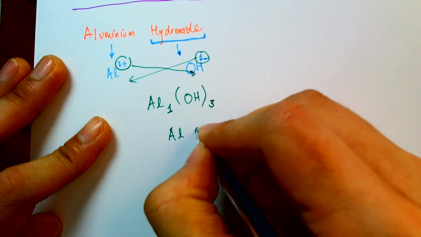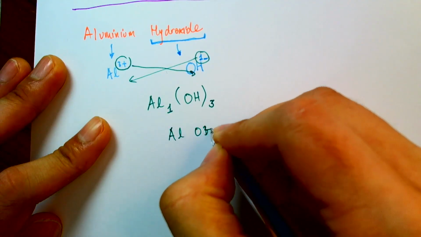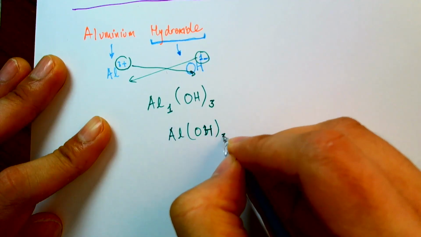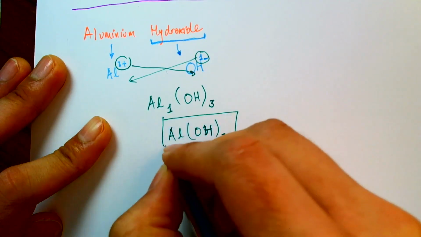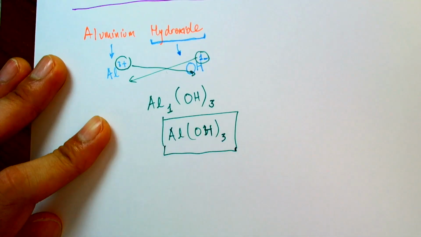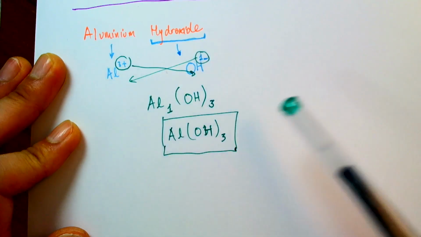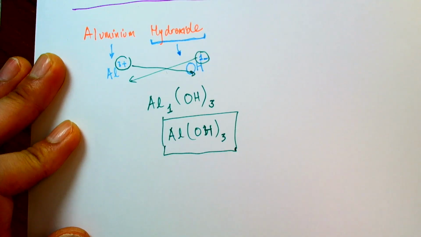So the ratio of aluminum to hydroxide is 1 to 3, so I end up with Al(OH)3 as the formula for aluminum hydroxide. I hope this video will help you figure out the formulas of ionic compounds, translating them from words into the symbol form that we see here.